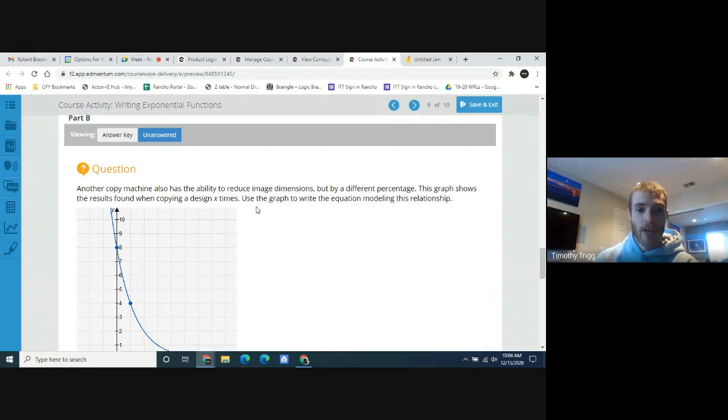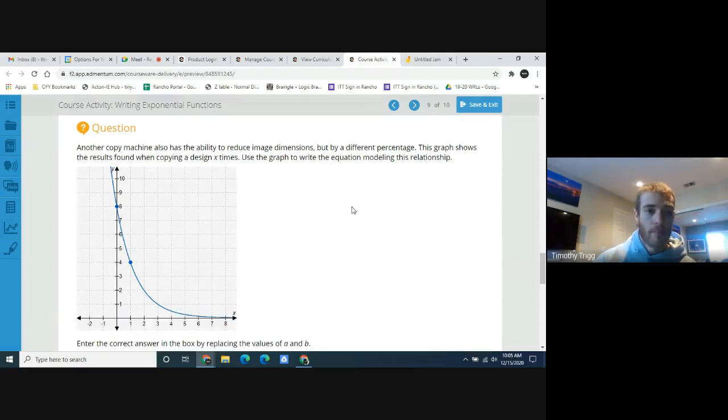Another copy machine has the ability to reduce image dimensions, but by a different percentage. This graph shows the results found when copying a design X times. Use the graph to write the equation modeling this relationship. So you can see our first point is 0, 8, and there's another point here, 1, 4. So it went from 8 to 4. And you can see there's another point here. They didn't put a point here, but you can see 2, 2 here, right? So it went from 8 to 4 to 2, then to 1, then to 1/2.